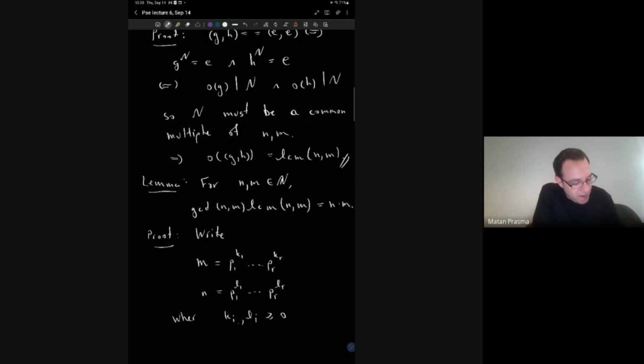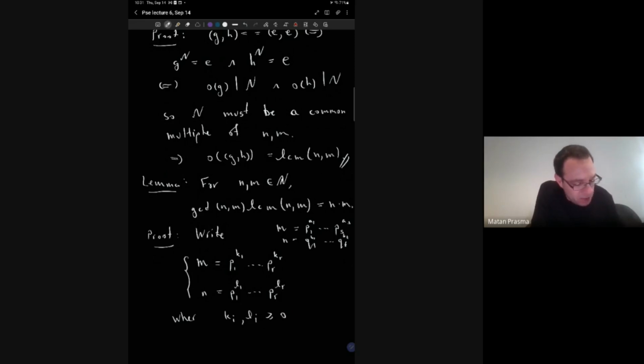So if I allow Ki and Li to be also 0, this allows me to do the decomposition into primes over the same set of primes, because you could have M equals P1 up to PS, and N equals Q1 up to Qt, and you have some powers here, A1 up to AS, B1 up to Bt, and these are not the same set of primes.